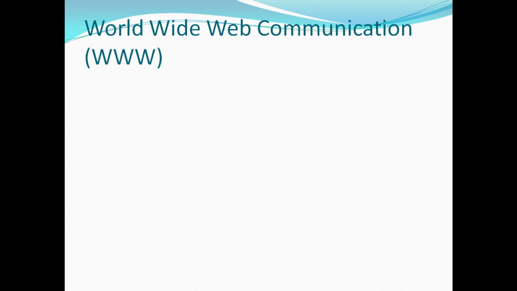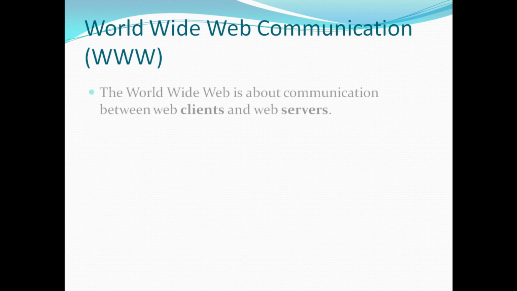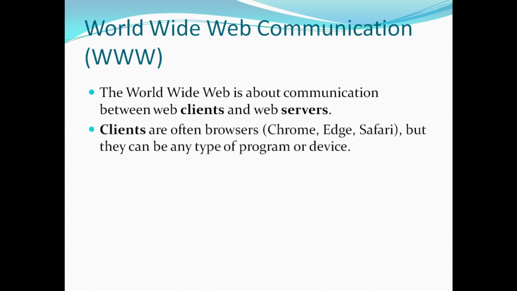So when we talk about web developing, a term that is most used is WWW, that is World Wide Web. The World Wide Web is about communication between web clients and web servers. Clients are often browsers, that is Google Chrome, Edge, Safari and so on, but they can be any type of program or device. So when we talk about clients in web developing, the client means your browser or any type of program or device, okay?